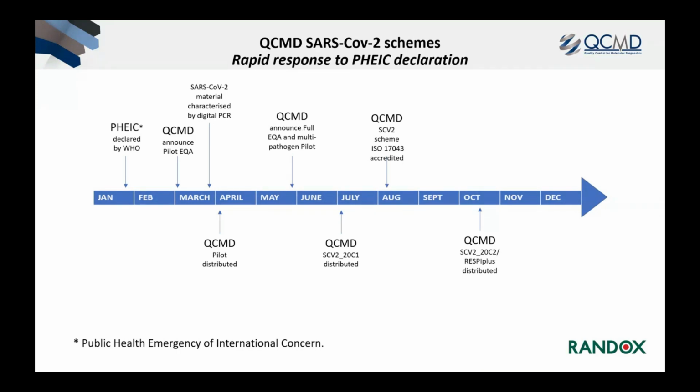The first challenge of our full EQA was distributed early July, and we were able to react quickly and get the SARS coronavirus programme fully ISO 17043 accredited in August. So our coronavirus programme is now fully accredited. As well as being an accredited EQA provider, our schemes are individually accredited as well, to show that they meet the requirements of that standard and will support laboratories in their 15189 requirements.